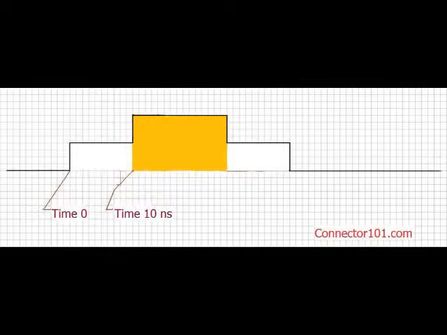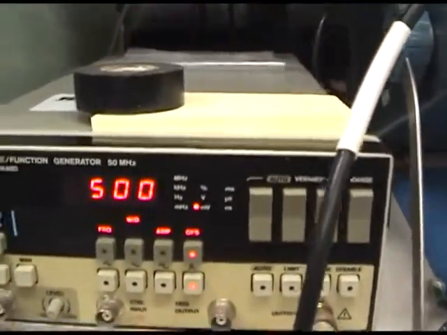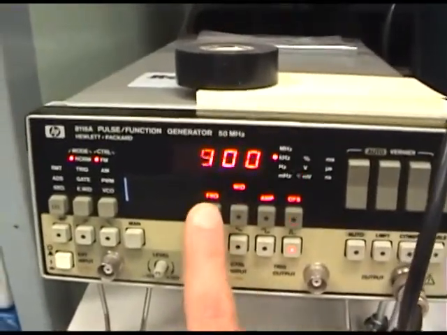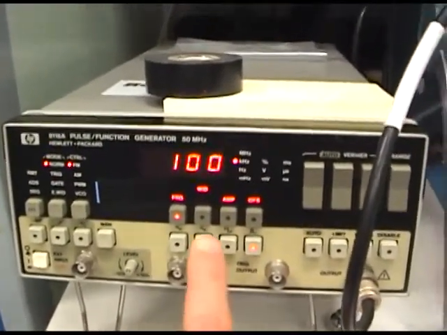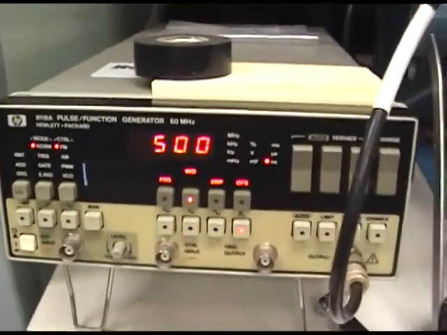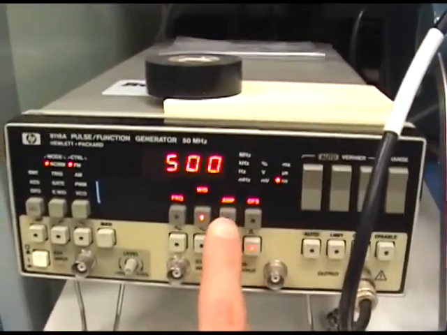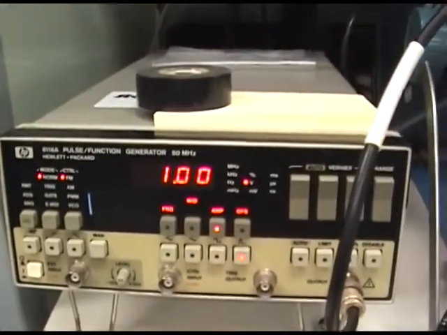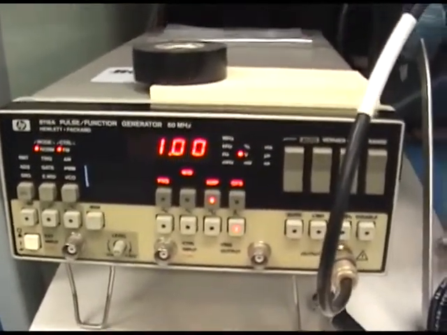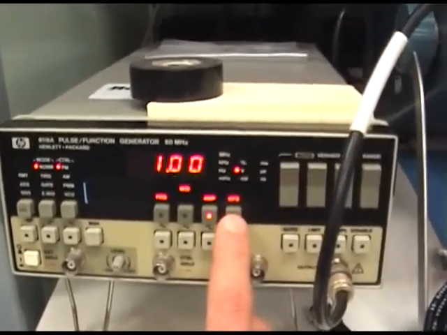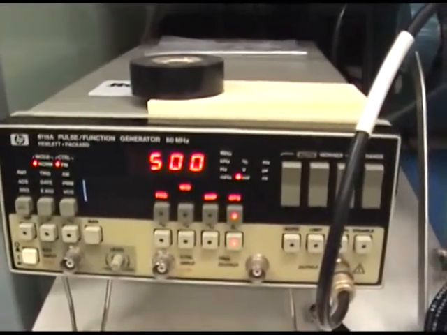Now, let's take a look at using a scope as a TDR in order to help get a better understanding of TDR theory. First of all, I got a pulse generator and I set the frequency to 100 kilohertz. I set the pulse width to 500 nanoseconds and the amplitude to 1 volt. I want only a positive going pulse, so I set an offset of 500 millivolts.